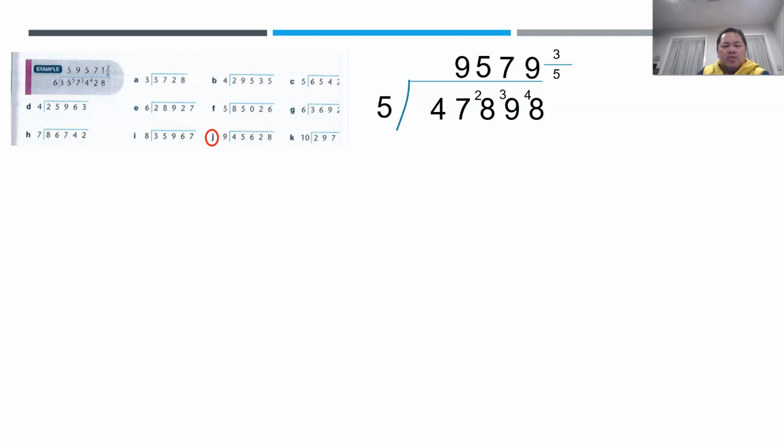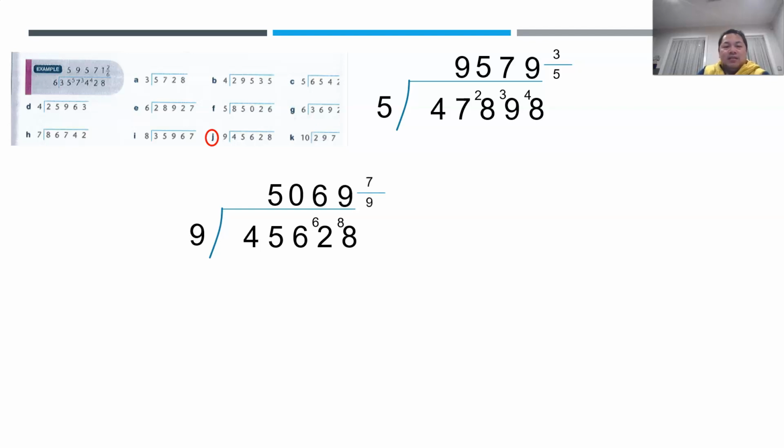Okay, one more example. Let's look at J. 45,620 divided by 9. 45 divided by 9 is 5. 6 cannot be divided by 9, that's why it's 0. 62 divided by 9 is 6, and the remainder is 8. 88 divided by 9 is 9, and then the remainder is 7. So it's 5,069 and 7/9 as the answer. Okay, use the same strategy to complete the rest of the questions.